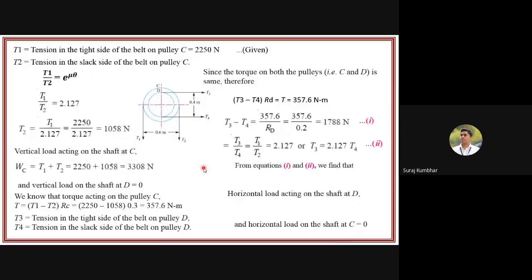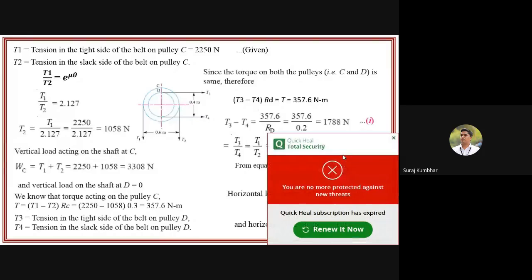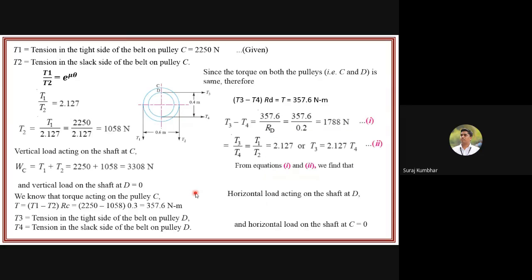Yes, please do it fast. Find out T3 and T4. You just have to put that T3 over here in this equation. Directly you will get the T3 and T4 values. Just find out fast. Please do it fast.